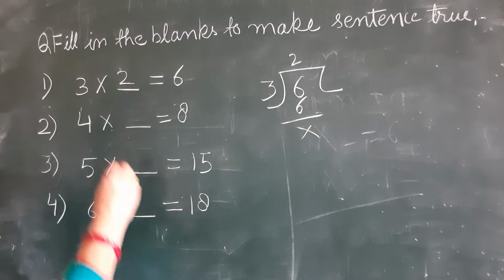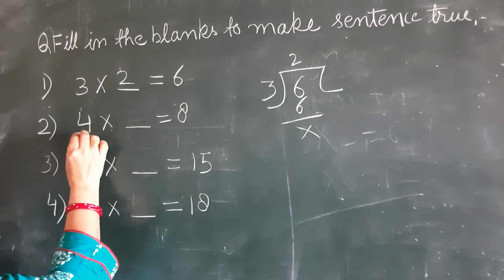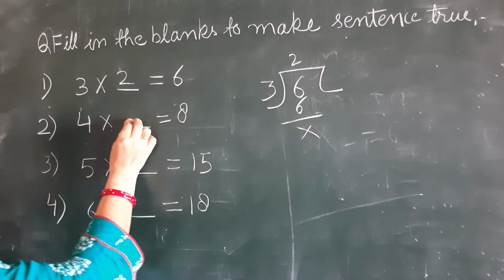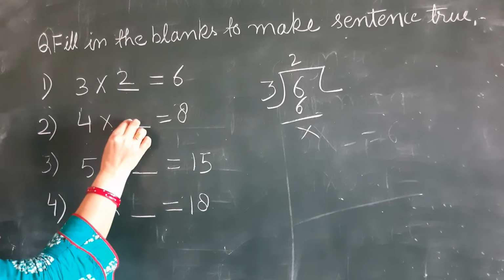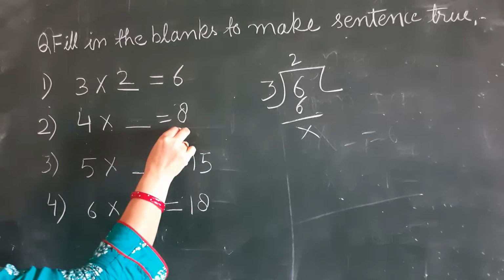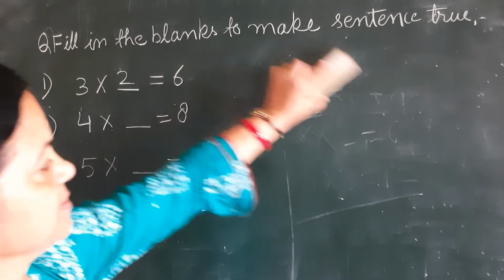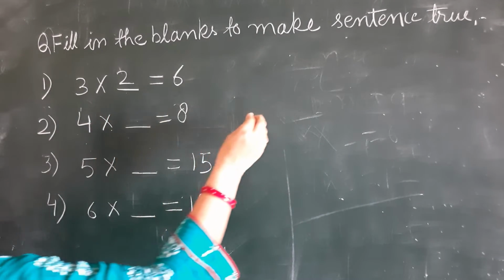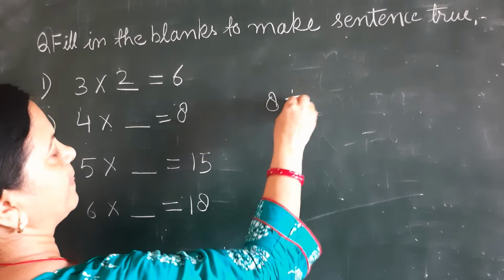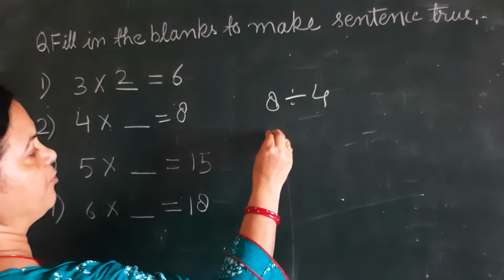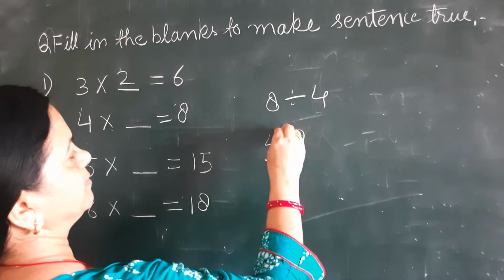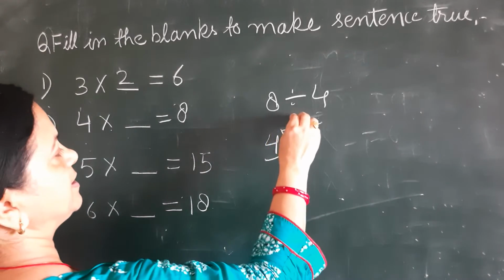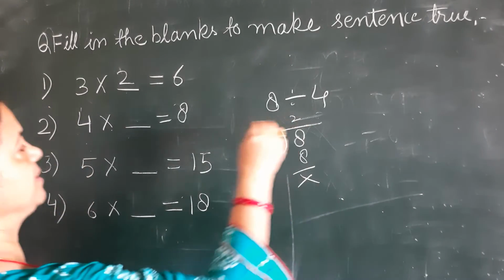Okay students, now in this, what will come here such that the product of the two is equal to 8? Again, what we have to do is divide this 8 by 4. Okay students, we will divide this 8 by 4, and we will write it as 8 divided by 4. Then 4 twos are 8, so our answer will be 2.